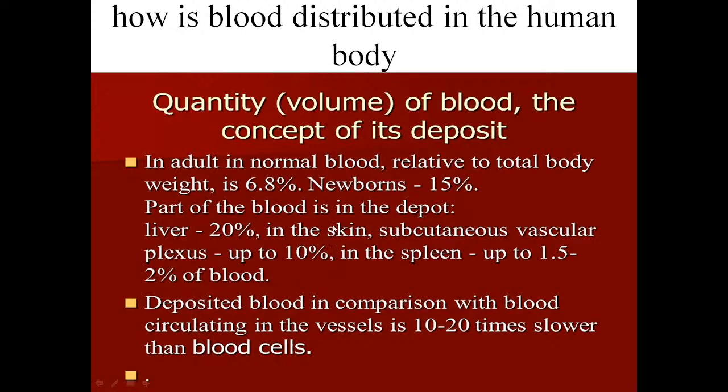And below you can see the liver. The liver has 20% of all blood in the body. In the skin, the subcutaneous vascular plexus, up to 10%. In the spleen, up to 1.5 to 2% of blood.